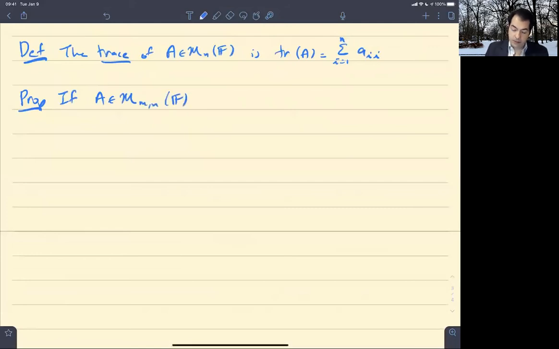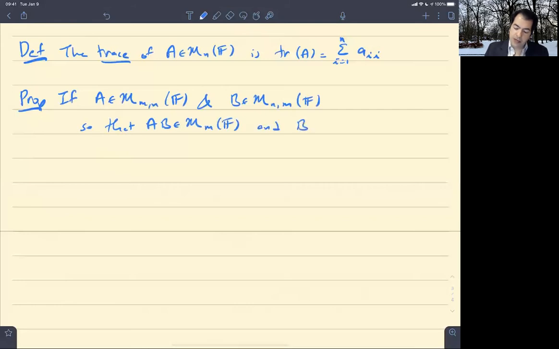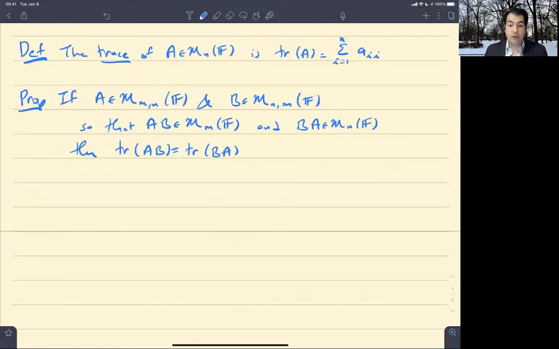If you have two matrices, so the trace is only defined for square matrices. But let's say that I have matrices whose sizes are such that A times B is a square matrix, and B times A is also a square matrix. So possibly different size square matrices, but they're both square. That's enough for the trace to coincide. So the trace of AB is equal to the trace of BA. As long as AB and BA are both square matrices, it doesn't matter what size A and B are.